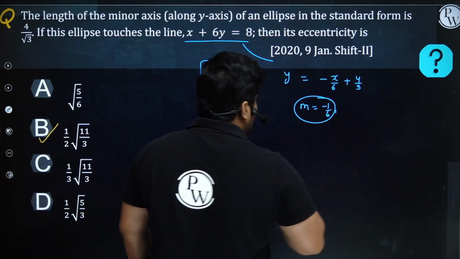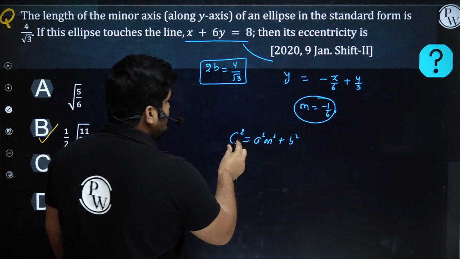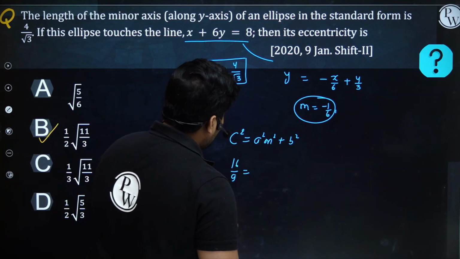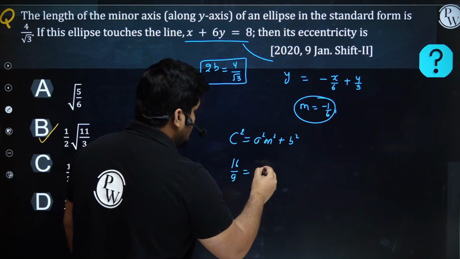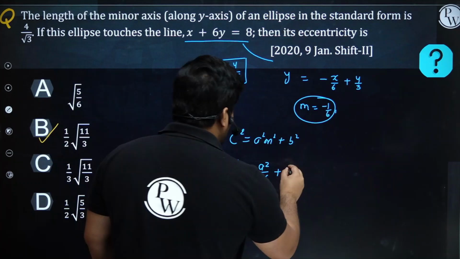Now we know that c² is equal to a²m² plus b². What is c, guys? c is 4 by 3. So 16 by 9 is equal to a²m² plus b². m is 1 by 6, so it is a²/36 plus b². b² is unknown. Let it be like this.